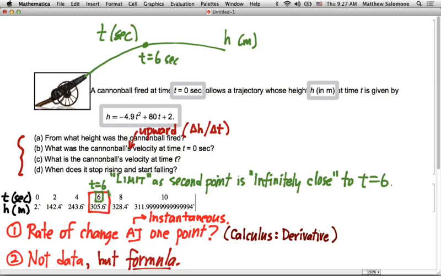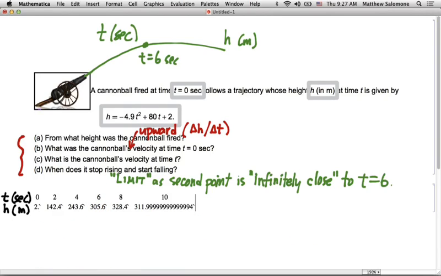And if that's positive, then we have a cannonball that's going up. If it's negative, we have a cannonball that's falling. So we want to answer these questions. What was the cannonball's velocity at time t equals 0 seconds? What is its velocity at any arbitrary point in time t? And then at what point does this cannonball stop going up and start coming back down? So that's what we'd like to answer. And we want to ultimately not do it with data, but instead do it with formulae.